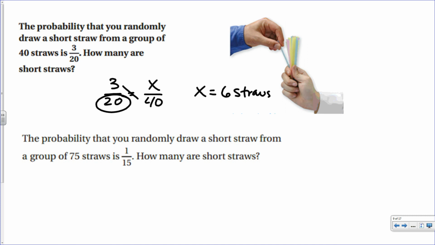The probability that you randomly draw a short straw from a group of 75 straws is 1/15. Your probability is 1 out of 15, so how many is that out of 75? Calculate that and find out that there are 5.